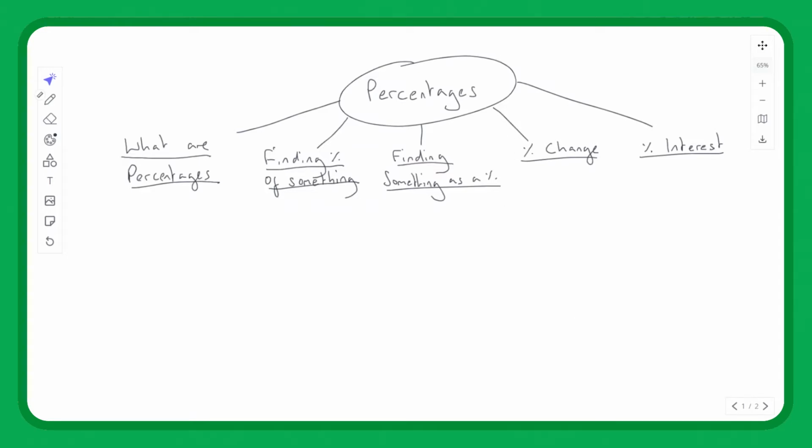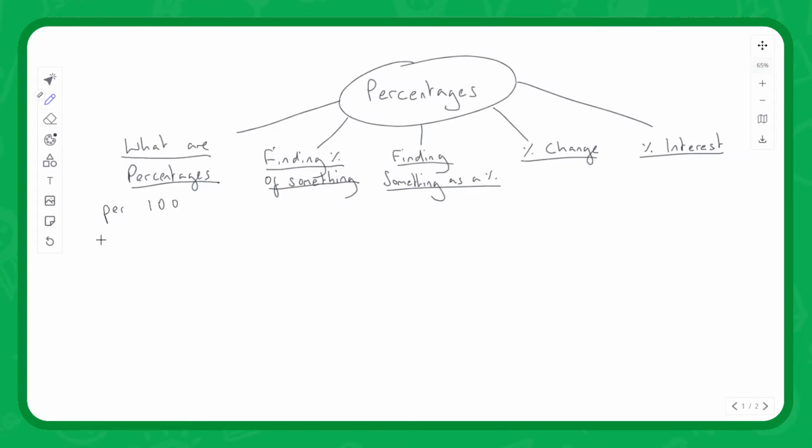We are looking at percentages. So we'll first focus on what they are and what the point of them is. We'll do some subtopics, and then we'll finish off with some exam style questions at the end. So percentage, well, percent just means per 100.